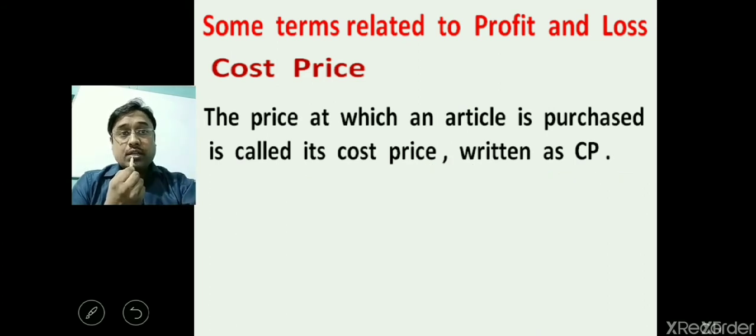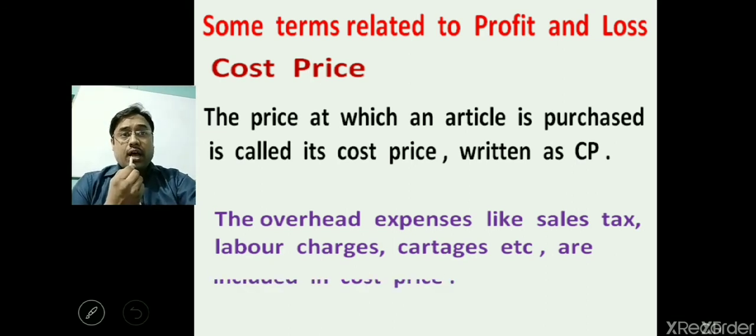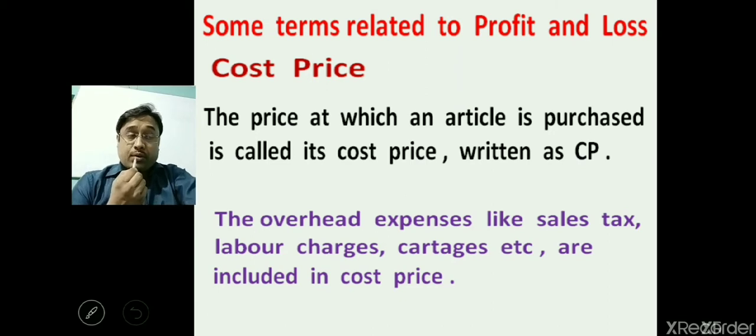Now we should know that overhead expenses like sales tax, labor charges, cartages, etc. are included in the cost price only. These are the charges which are included in the cost price. Then we find the corresponding profit or loss, which depends upon the cost price only, because profit percent or loss percent both depend upon the cost price. So you will include the sales tax, labor charges and cartages in the cost price only. I hope this point is clear.